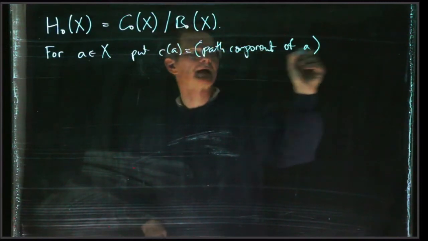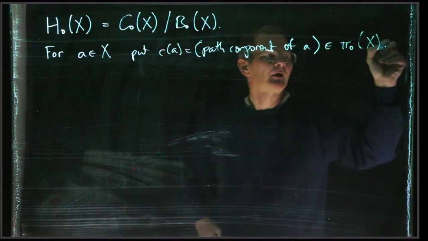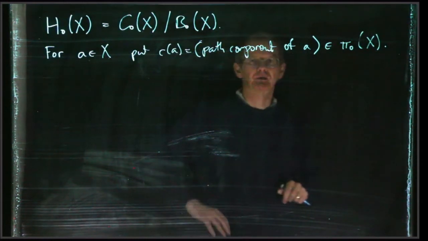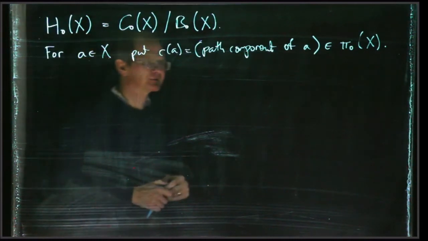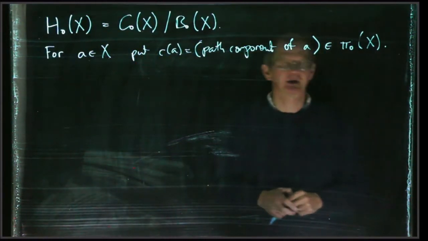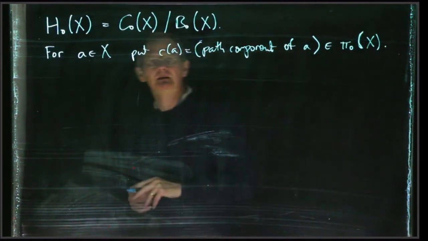Okay, so this is an element of pi 0 X. Elsewhere we might have denoted this just by square brackets, A in square brackets, but those kind of square brackets have too many meanings around here. So we're going to use a different notation for the time being.